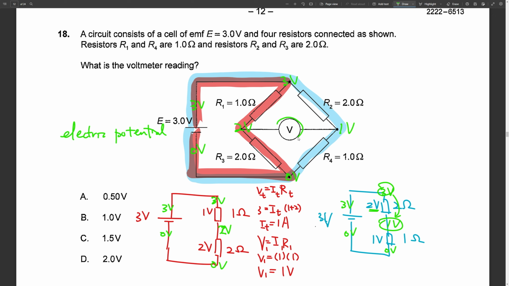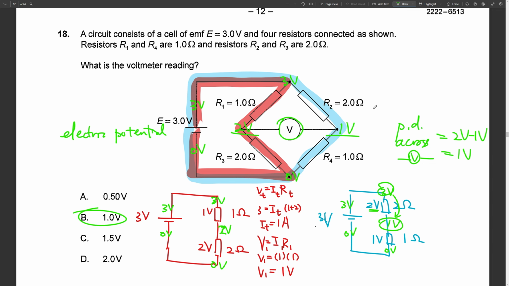Now this voltmeter is sandwiched by 2 volts and 1 volt. The potential difference across the voltmeter is 2 volts minus 1 volt, which gives 1 volt.